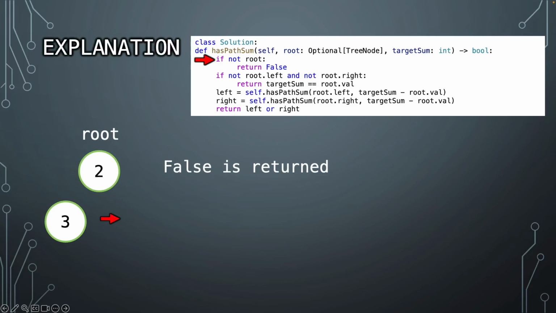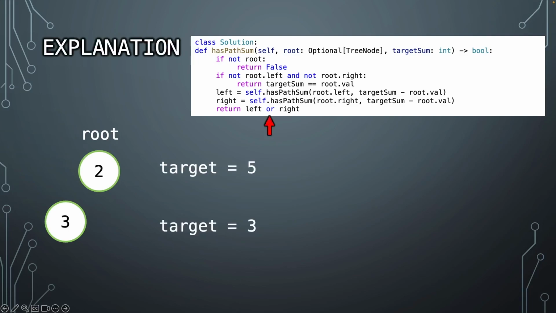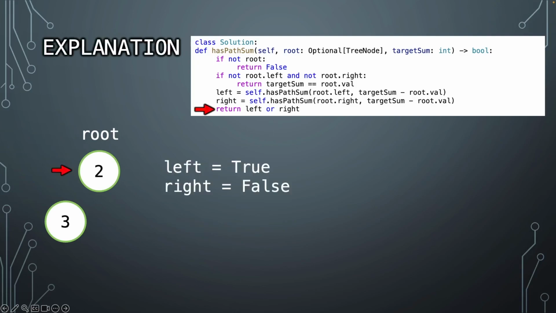We then check the right subtree of 2, which returns false because it's null. And since we're looking for root to leaf paths, we can have a solution in our left subtree or our right subtree, so the OR comparison operator is used. Our left returned true and our right returned false. So true is returned and the problem is solved.